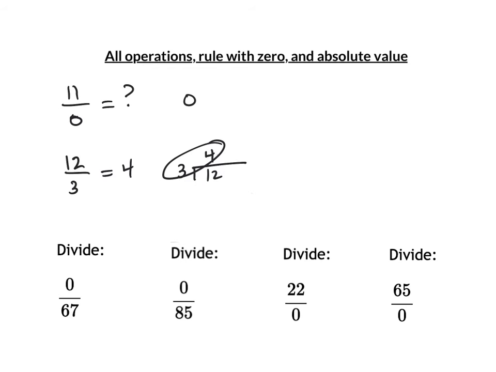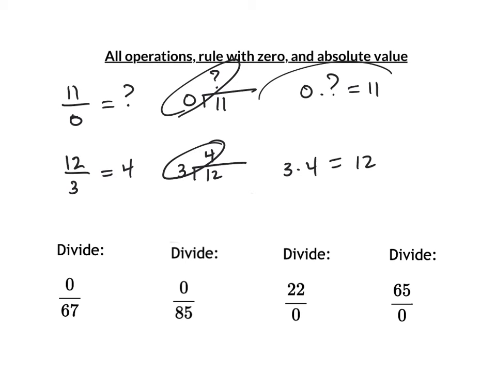I have to take 0 into 11, and that's my question mark. Well, in order for us to get an answer here, 0 times whatever my answer is would have to equal 11. Just like here, 3 times 4 would equal 12. And of course, this does not work. 0 does not divide into any number. 0's too small. It goes into any number an infinite number of times. It's a meaningless thing to say.